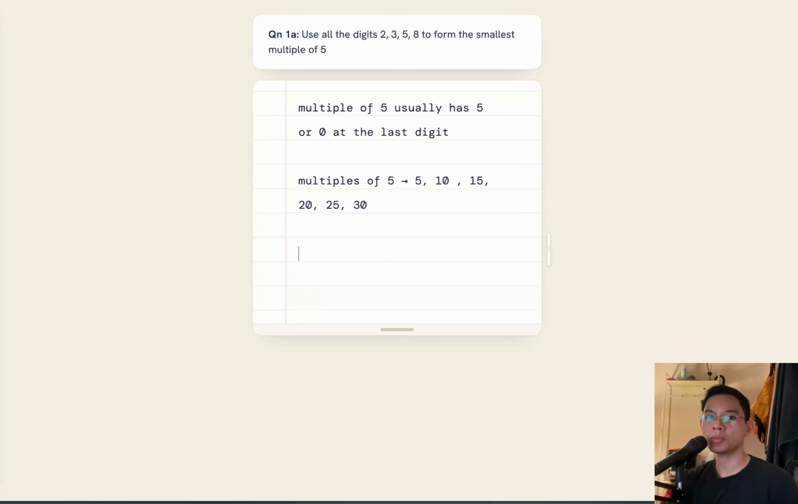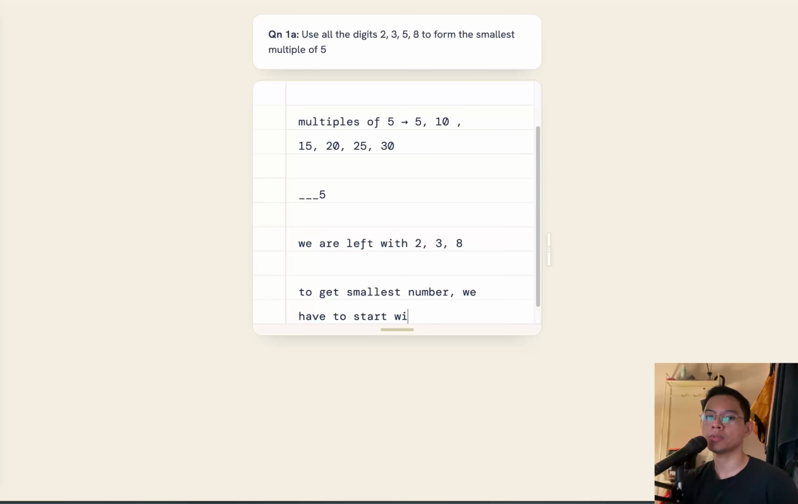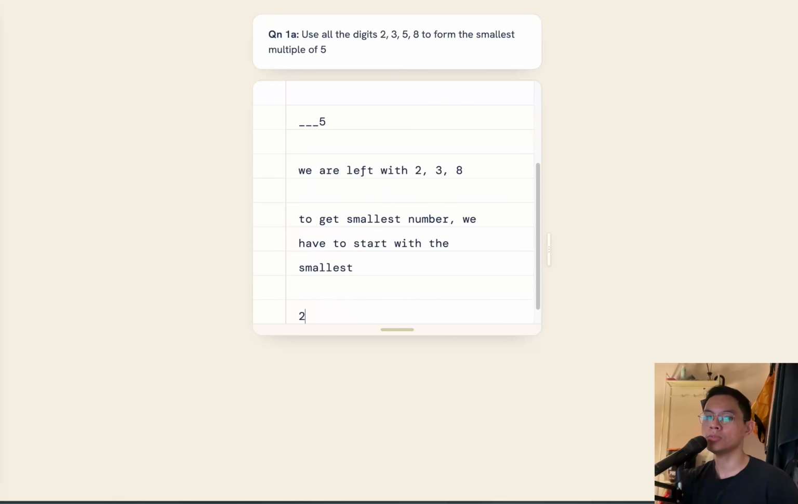From the digits 2, 3, 5, 8, the last digit is 5, so we are left with 2, 3, 8. To get the smallest number, we start with the smaller digits. In this case, 2, 3, 8 in ascending order. So the answer is 2385. Okay, there you go. So that's the answer.